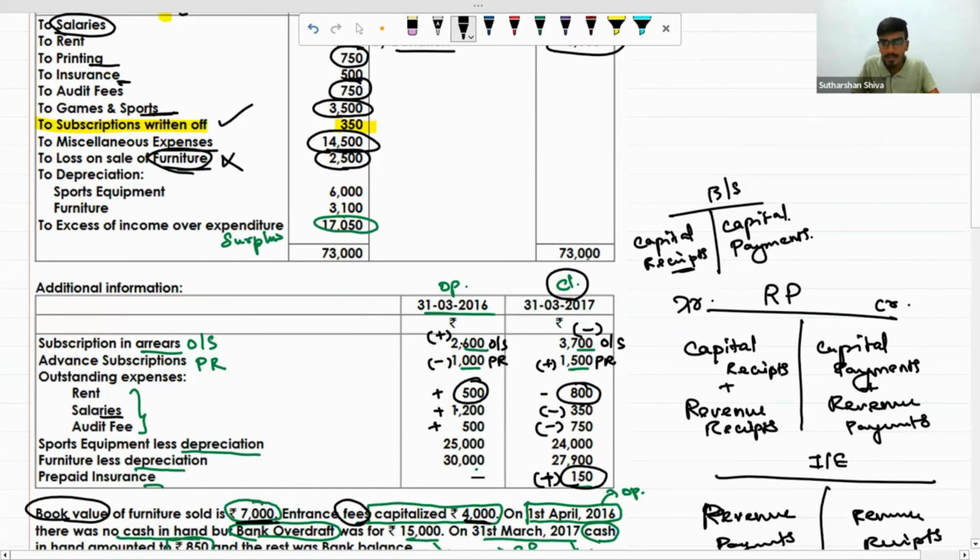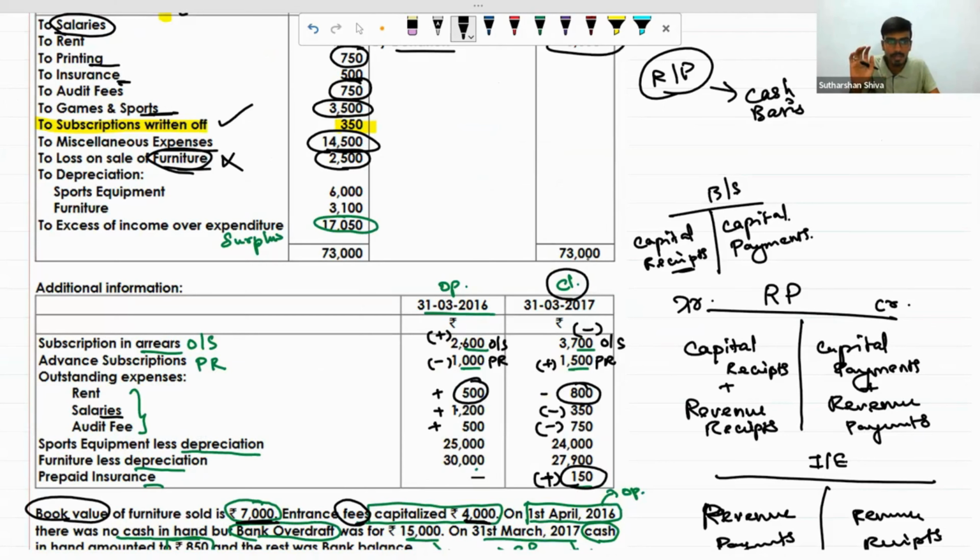In receipts and payments accounts, we will only record items on a cash basis, and non-cash items will never be there. Any loss or any profit will not be there. There will be only purchases, which will only be payments, and only receipts. Then depreciation they have given. Depreciation never comes in the receipts and payments account because it is a non-cash expenditure.